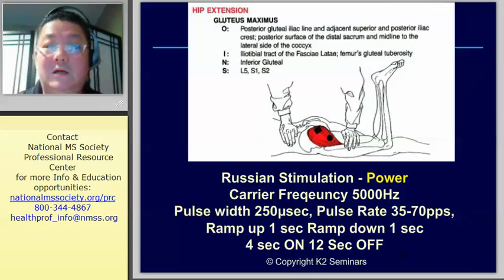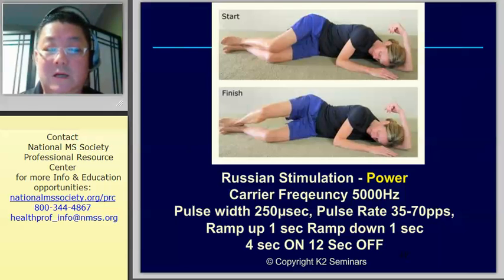If you get stuck and you don't see an outcome, then perhaps addressing your pulse rate might be another way to go to get that contraction you're looking for. As I said, with power, it's the same sequence. The ramp time up is 1, ramp time down is 1 second apiece. On for 4 seconds, off for 12 seconds, so pretty fast.